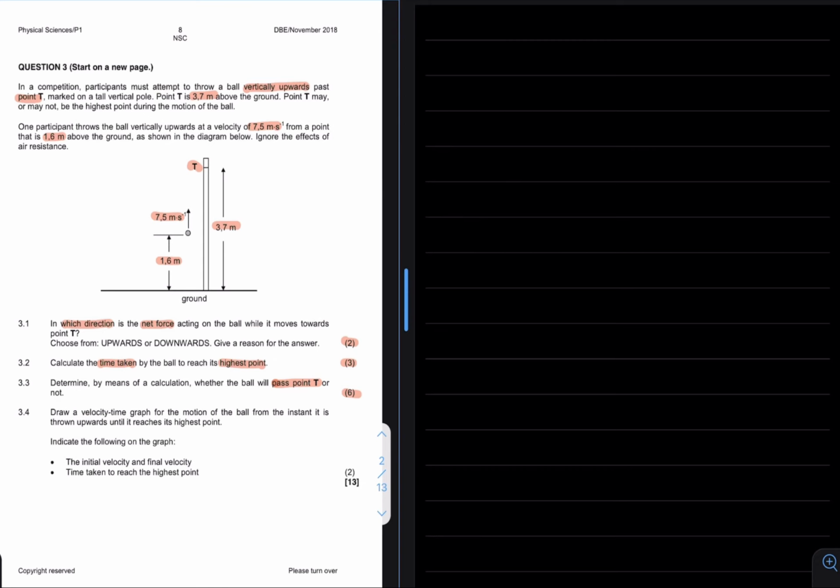Question 3.4 says draw a velocity time graph for the motion of the ball from the instant it is thrown upwards until it reaches its highest point. Indicate the following: the initial velocity and the final velocity, and the time taken to reach the highest point for a total of 2 marks.